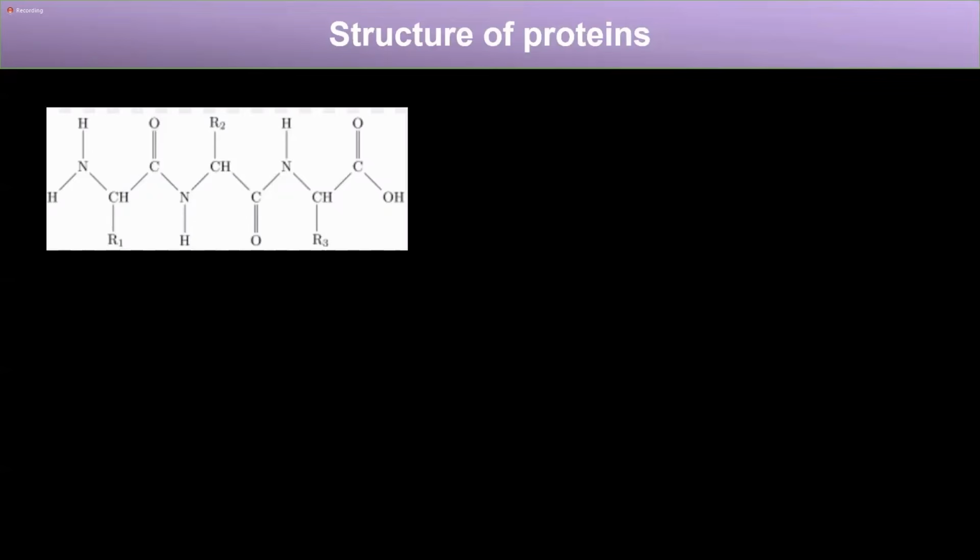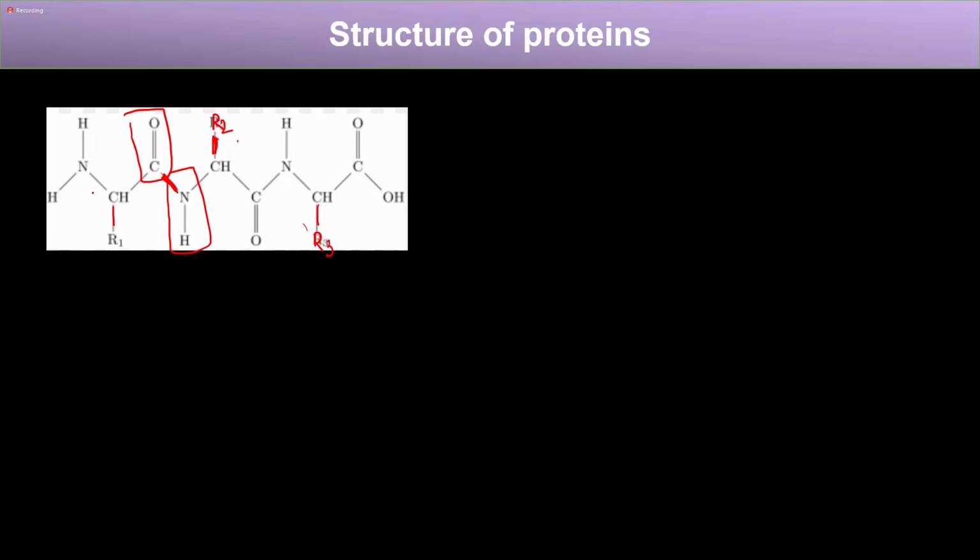Now let's talk about the structure of proteins. Here we are seeing a linear chain of amino acids joined to each other. This is the first amino acid, it has R1, then R3, then there is R2. So this is how it is represented. These are three amino acids joined to each other. And where do we have the peptide bond? The peptide bond is formed between this CO and this NH. So this is the peptide bond. Now, we have one more thing.